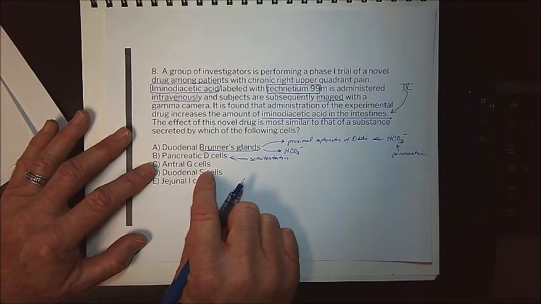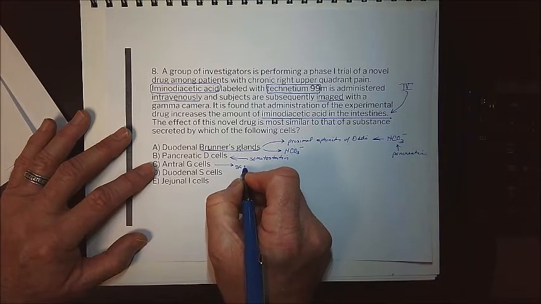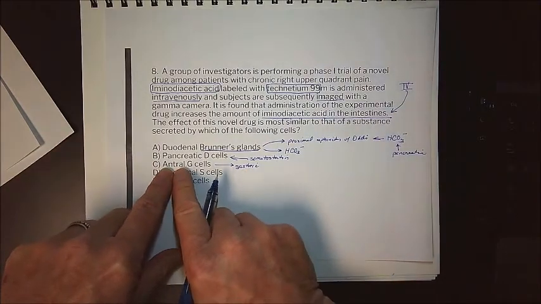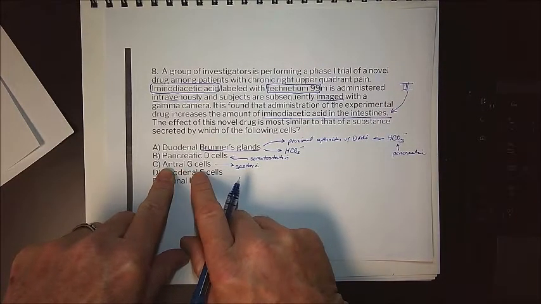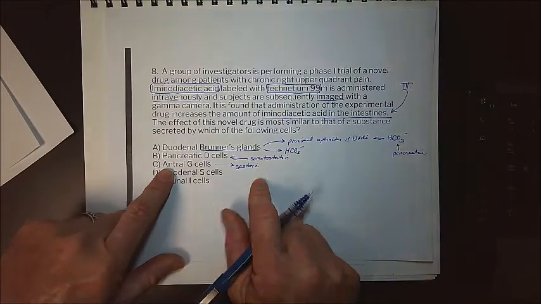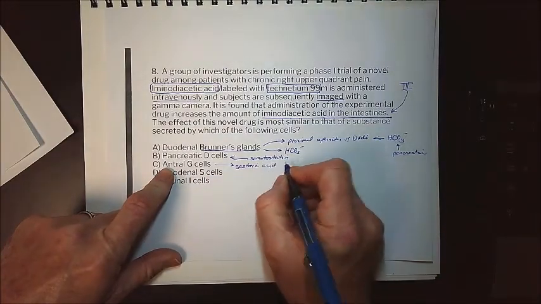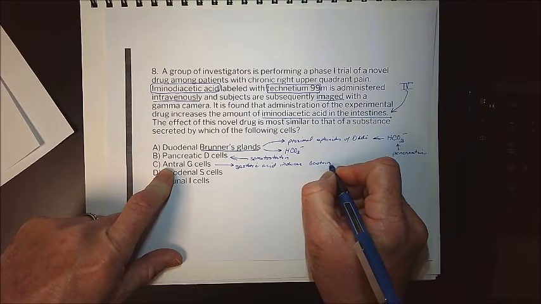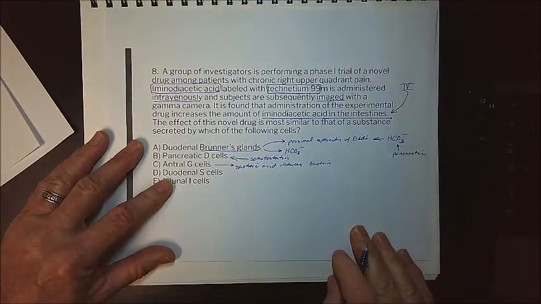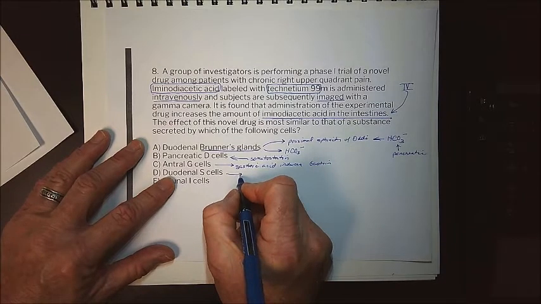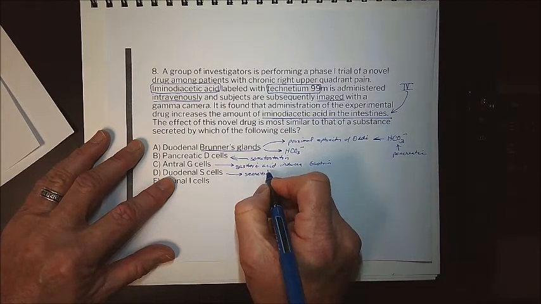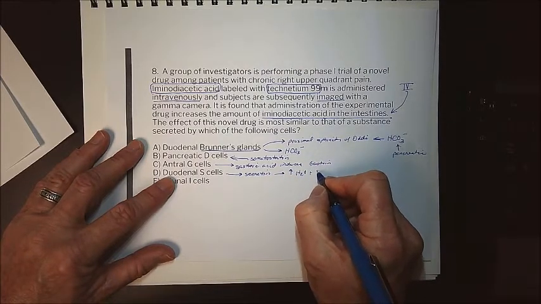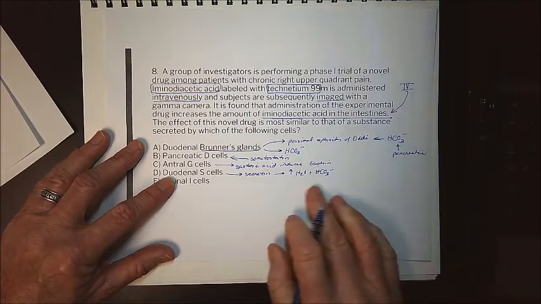Antral G cells. This is gastrin, and this is something that our pathologists will talk about. The antrum of the stomach is where the majority of the G cells are located for acid production. So this is our gastric acid inducer. This is gastrin secretion. Duodenal S cells. What is this? This is secretin. Its job is to increase the water plus bicarb coming from the pancreatic ducts.